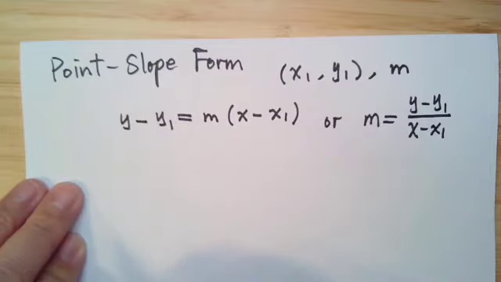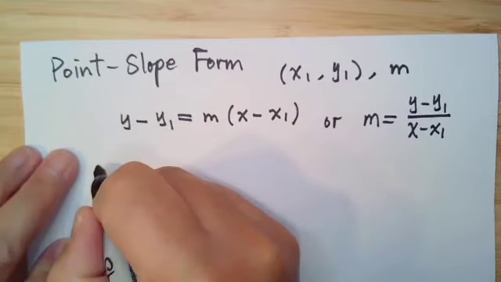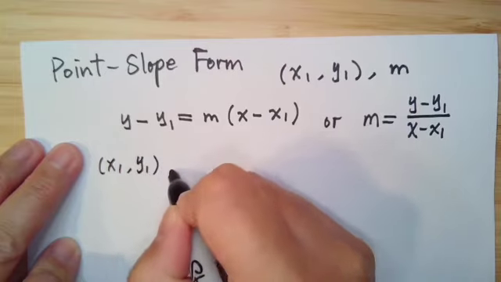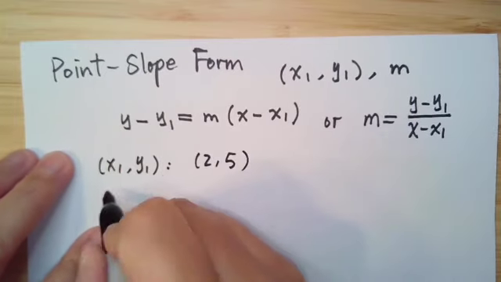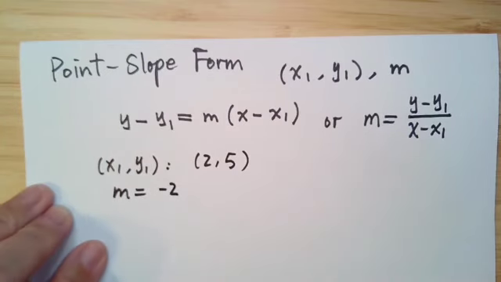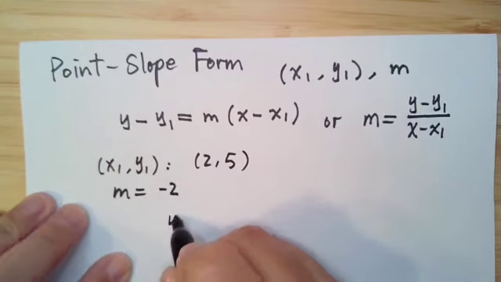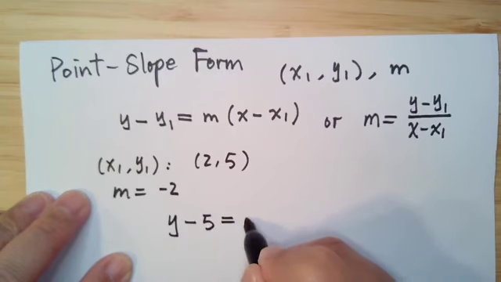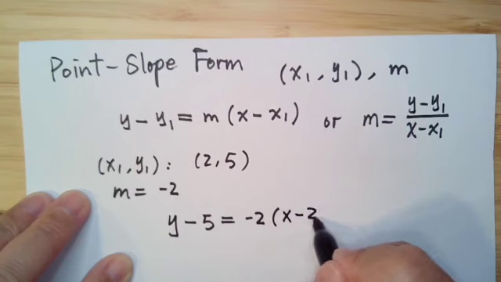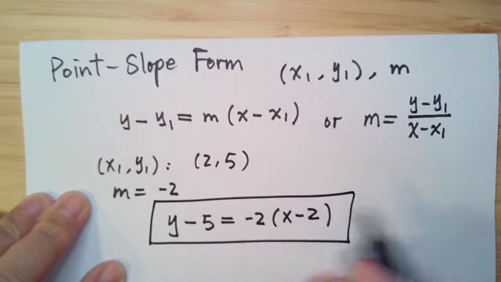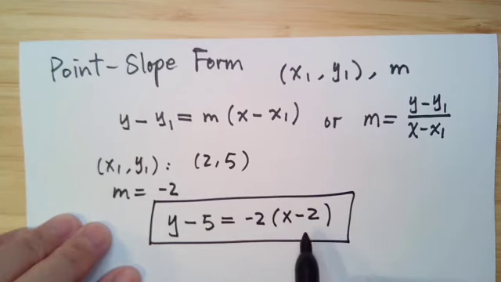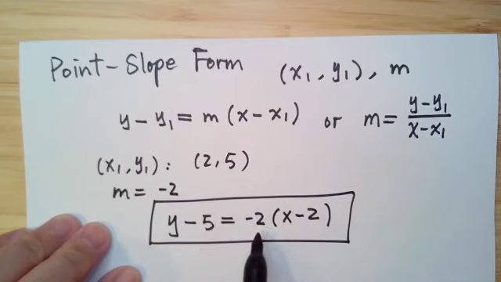Okay, so the same situation we had earlier. If x1, y1 is given as 2 and 5, and I give you m is negative 2, for example, then you're going to write y minus 5 equals negative 2 times x minus 2. Well, this is called a point slope form. What is the point? 2, 5. Did you see the sign? Here, x minus 2, that is minus x1, so x1 is actually 2. So 2, 5 is the given point, and the slope is negative 2.